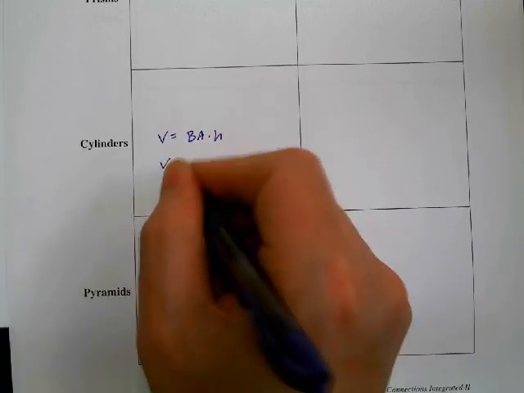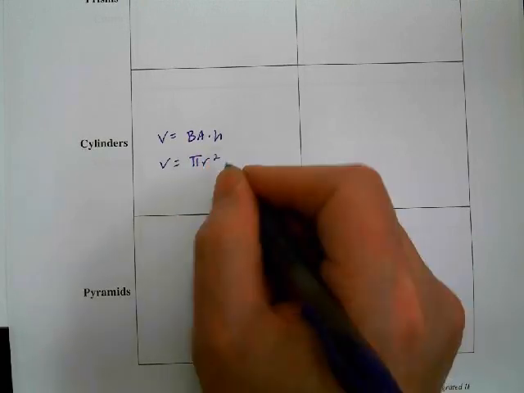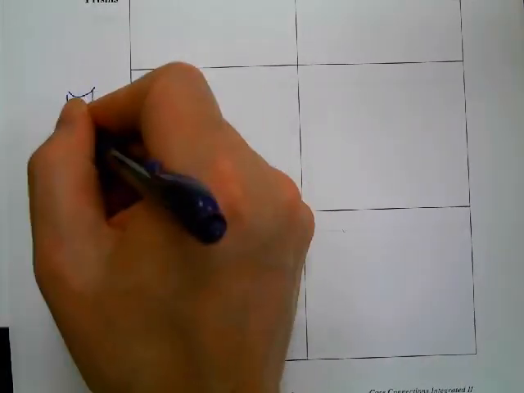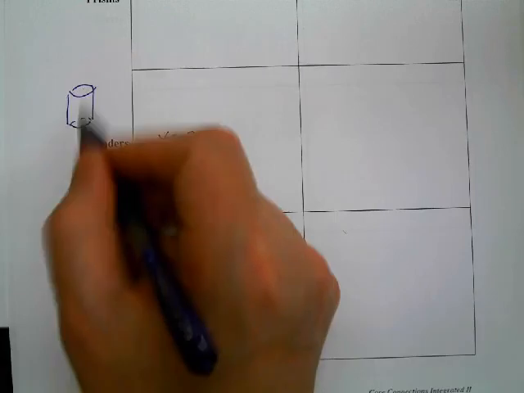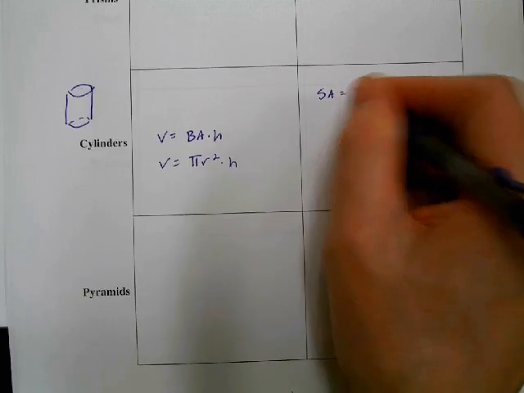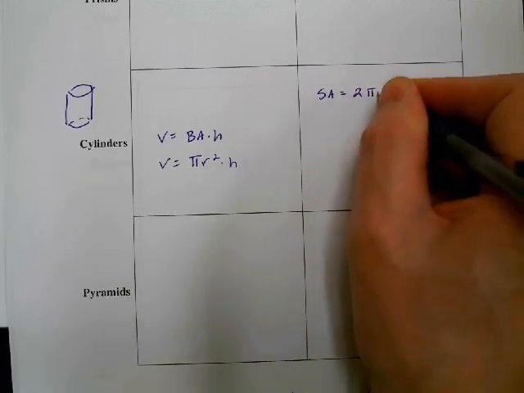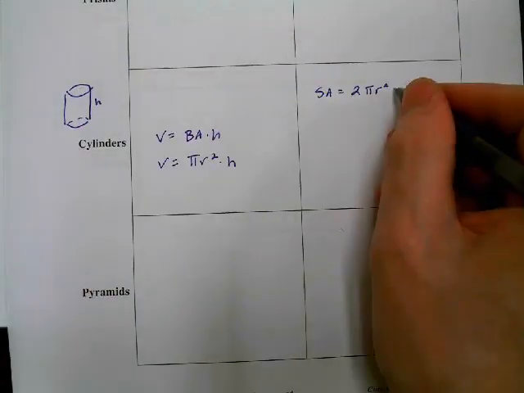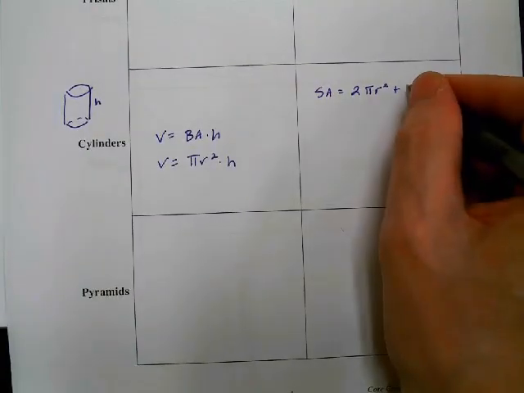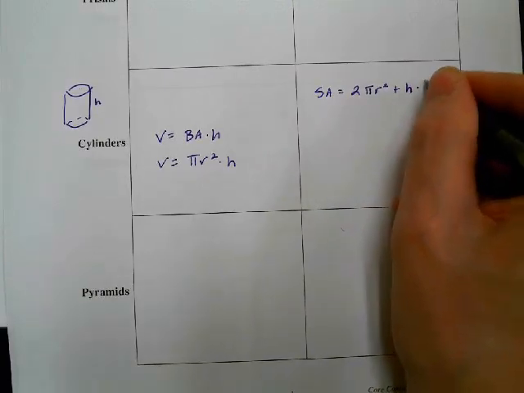Cylinders, it was still base area times the height, but in a cylinder, we found out that that was pi r squared for the base area. For the surface area of a cylinder, remember a cylinder, it has two circles for its surface area. So the surface area is 2 circles, pi r squared. And then we cut this apart, and we said that the lateral side turns into a rectangle where it's the height times the circumference, 2 pi r.